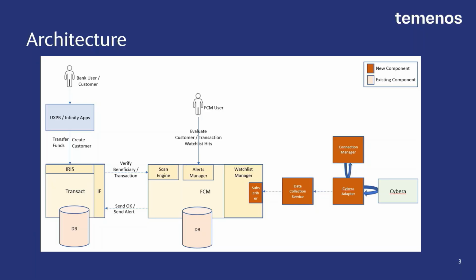This diagram shows the architecture of FCM in the context of the demo, along with the integration to Cybera. The new components created to support this integration include a connection manager, an adapter that performs syntactic transformation and debulking, a data collection service that performs semantic transformation, that is transforming the raw data from Cybera into a Temenos canonical format. Last, we have a new data event subscriber in FCM to ingest and store these events in the FCM database.